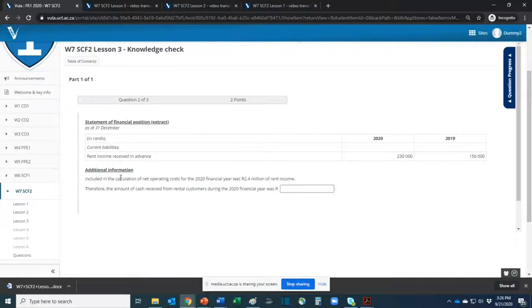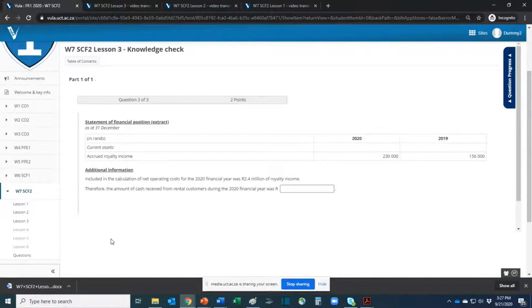But she paid close attention when it came to the numbers. A lot of accounting students get turned on by the numbers. And so here she realizes that to work out the cash received from the rental customers, given this information in the statement of financial position and this additional information here about the rent income, all she needs to do is to take that 2.4 million rent income, subtract the opening balance of 156,000, add the closing balance of 230,000, and she gets 2,474,000. And she puts that in feeling pretty confident.